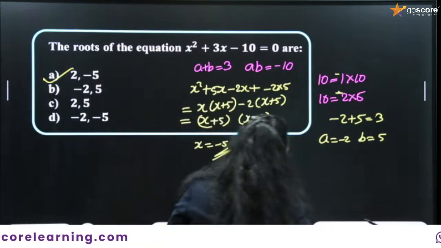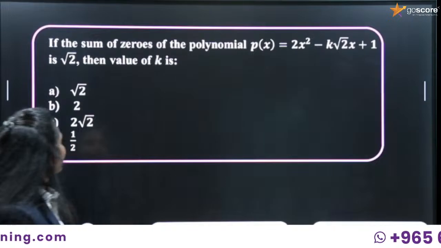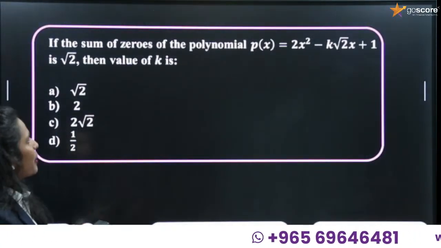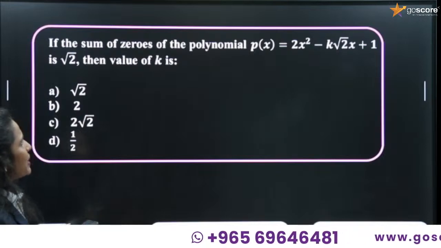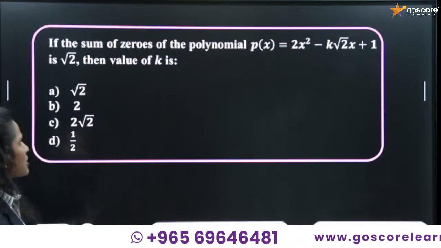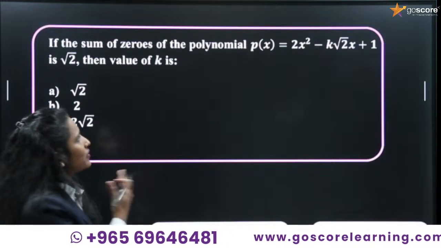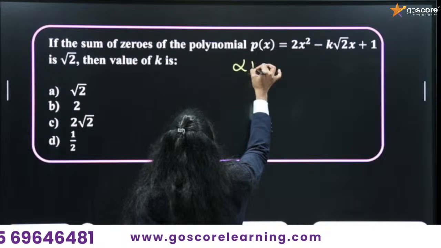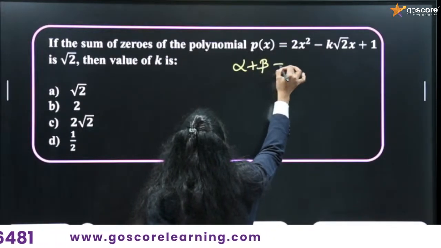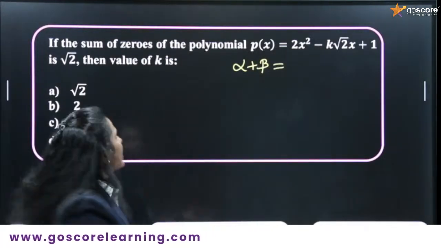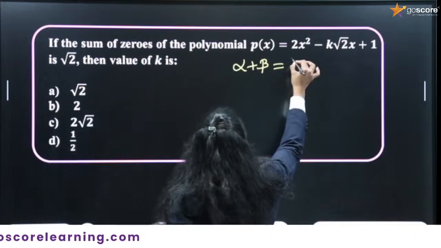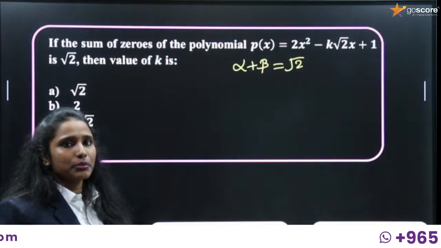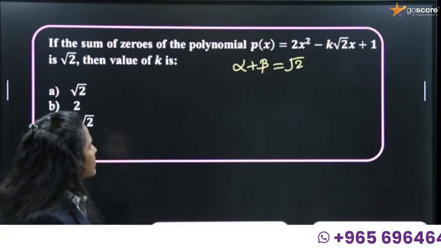Okay. I'm so sorry. Now, if the sum of the zeros of the polynomial p of x equal to 2x square minus k root 2x plus 1 is root 2. Sum of the zeros. So, whenever we have a polynomial, then sum of the zeros means alpha plus beta. Alpha and beta are zeros. Then its sum is root 2. Sum is root 2. Now find it.